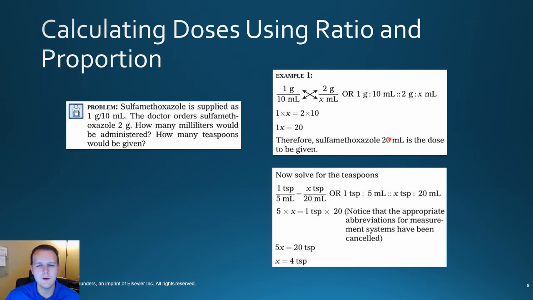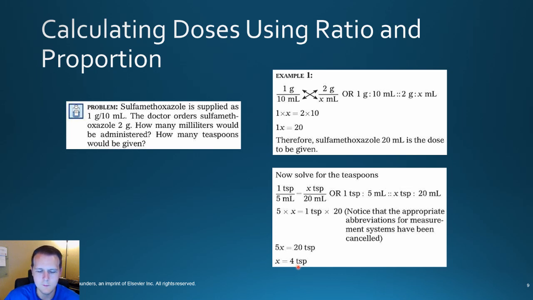Now, what if I wanted to convert that over to the number of teaspoons I would have to give? I can do the same thing all over again. I can take 1 teaspoon to 5 mLs, which is something you should already know, to X teaspoons over 20 mLs. By doing the same thing here, we find that X equals 4 teaspoons, which makes sense. 20 mLs divided by 5 mLs per teaspoon gives you 4 teaspoons.